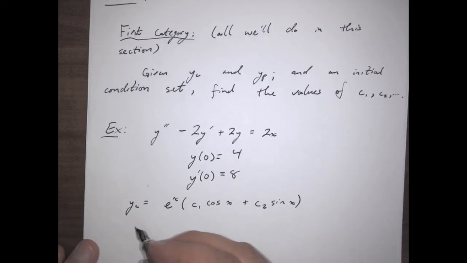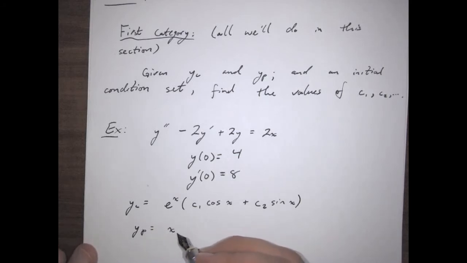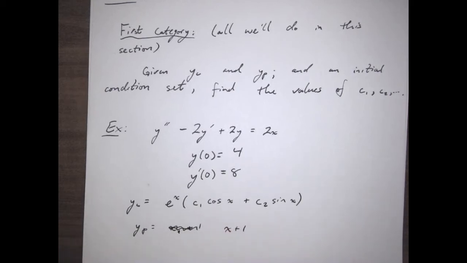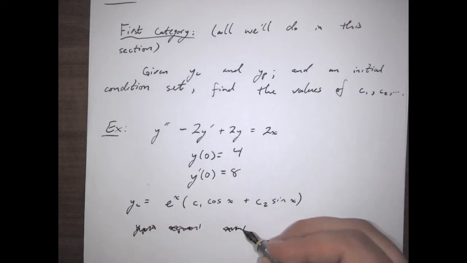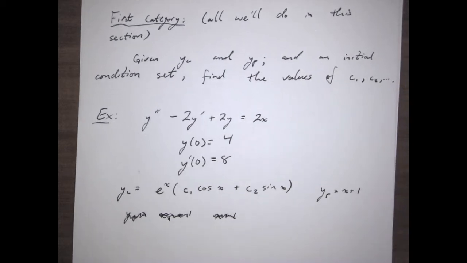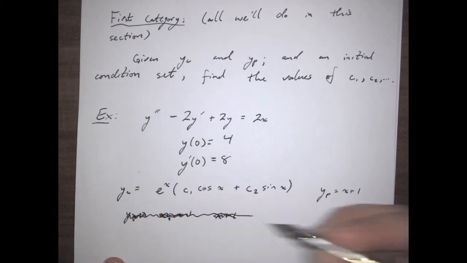And then we'll figure out later how to find these things, but for now we'll be told a particular solution of x plus 1. So yp equals x plus 1. I didn't make any change, I just rewrote it. Got a little cluttered there.